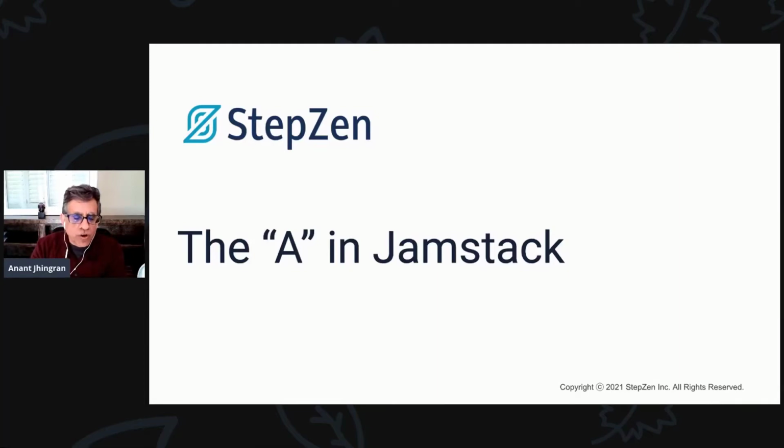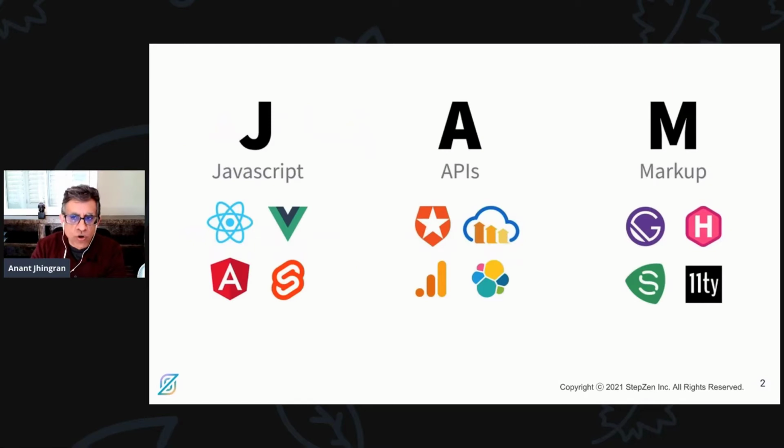Okay, so I'm going to talk about the A in Jamstack. As you all know, as you all love, Jamstack is made up of three broad categories of things: JavaScript and different JavaScript frameworks, markup, and the support for markup with static site builders and others, and of course the big A in the middle, which is the APIs.